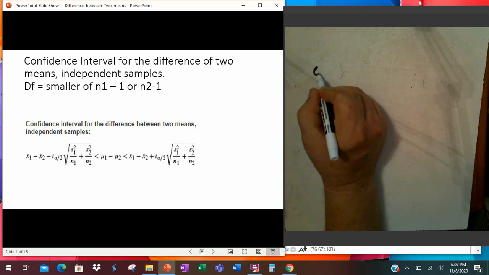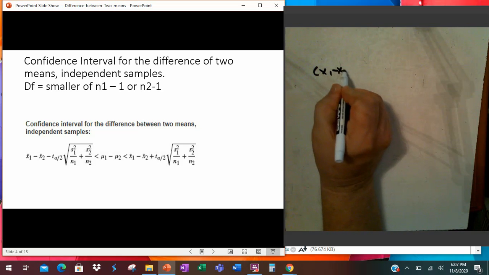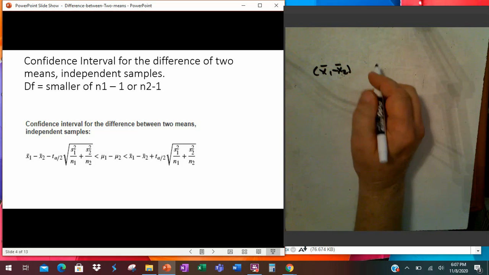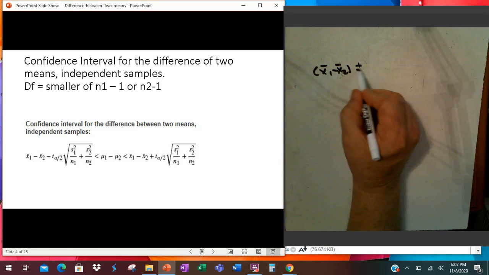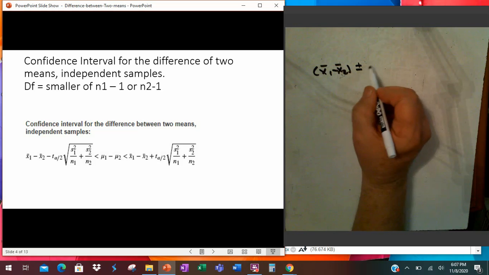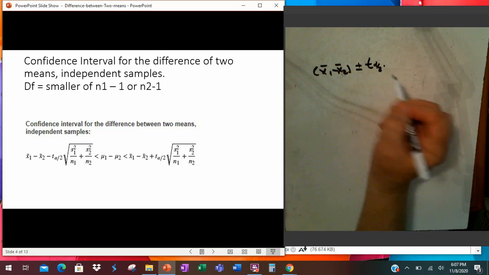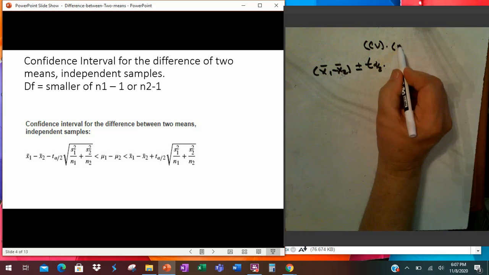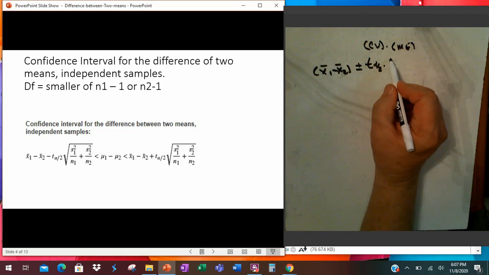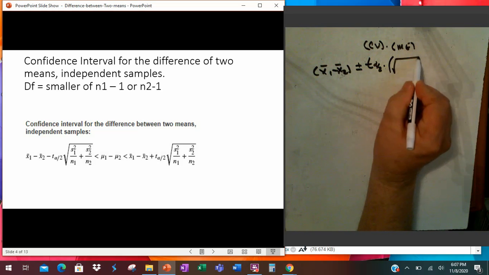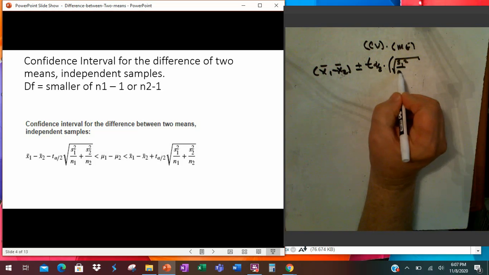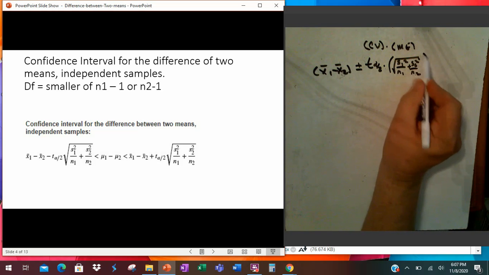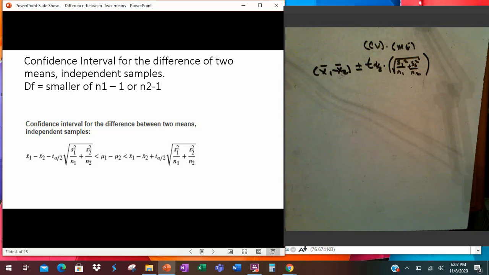is just saying x1 bar minus x2 bar. Those are the differences of those two means, plus or minus the margin of error. And this is going to be a t alpha over 2. This is the critical value, and then we're going to do a margin of error formula for this. And that is just going to be that square root of s1 squared over n1 plus s2 squared over n2. And that's our margin of error.